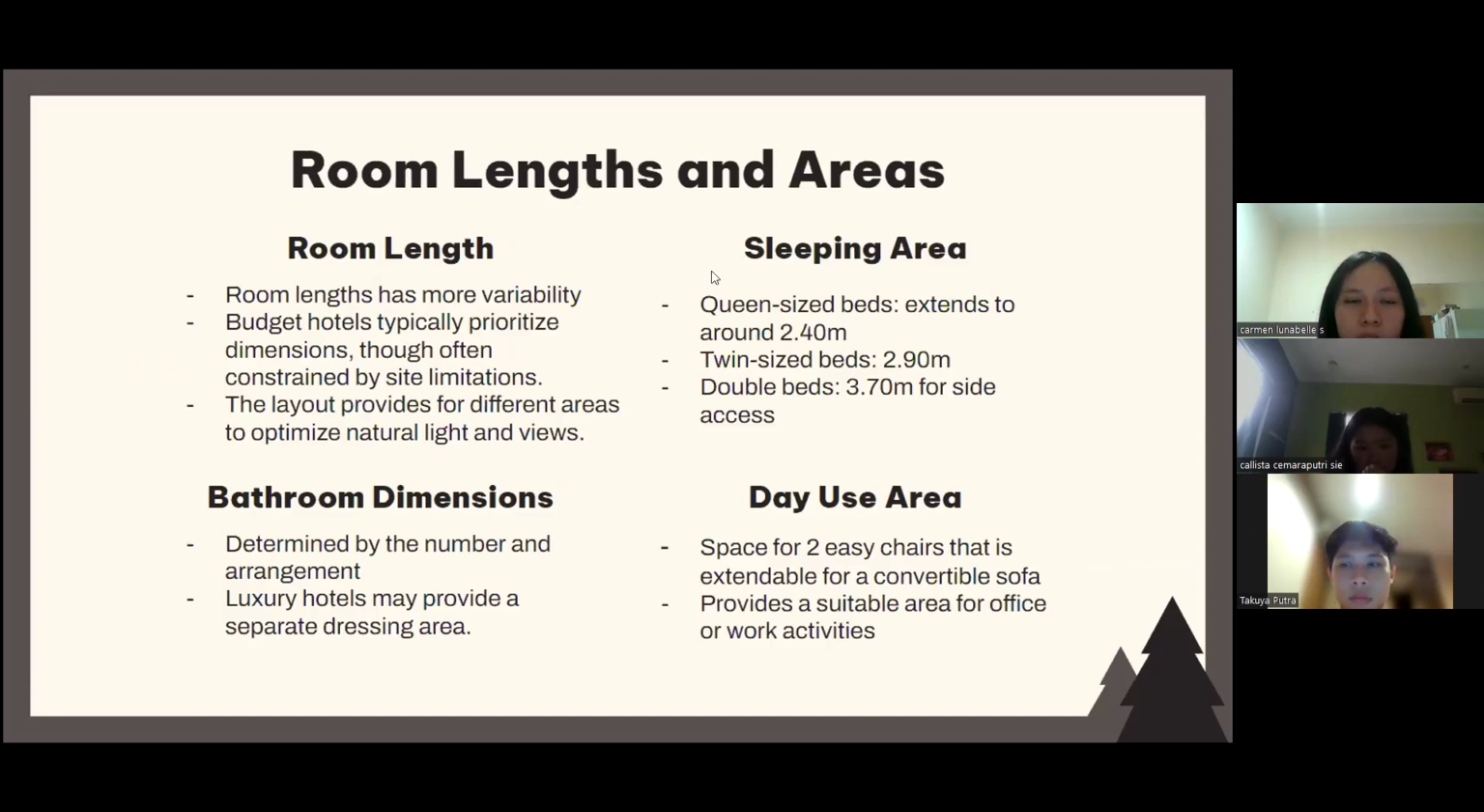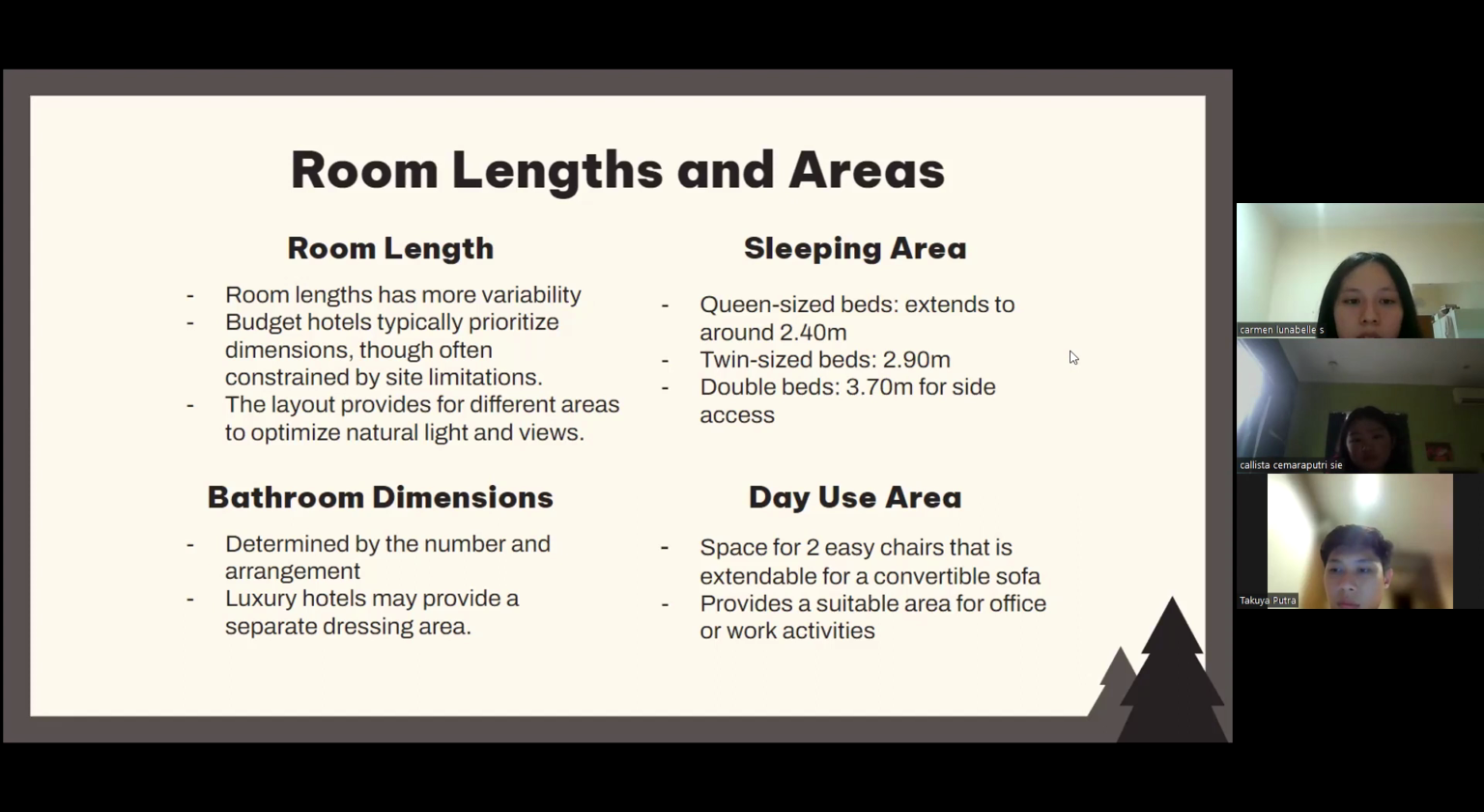Next for room lengths and areas. So room lengths have more variability. Budget hotels typically prioritize dimensions, though often are limited by site limitations. And the layout provides more for different areas to optimize natural light and views. For the sleeping area, the queen-sized beds typically extend to around 2.40 meters, the twin-sized beds to 2.90 meters, the double beds to 3.70 meters for side access.